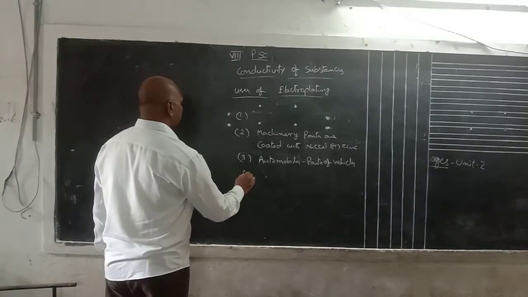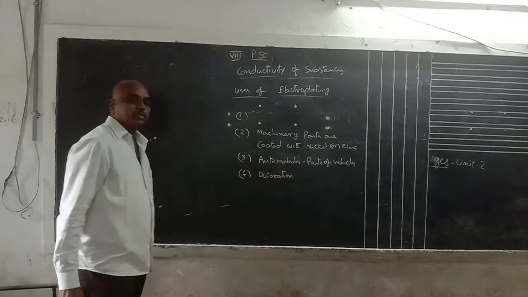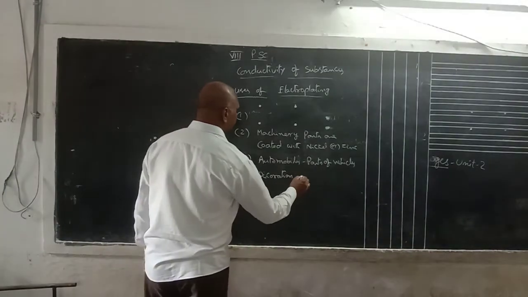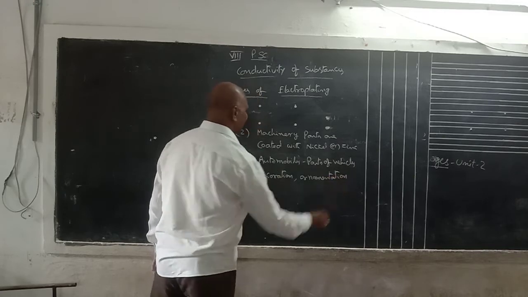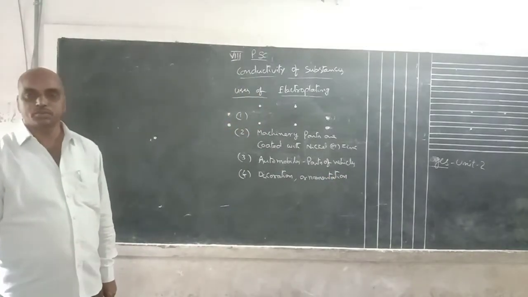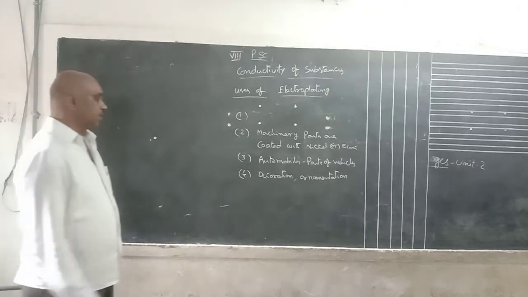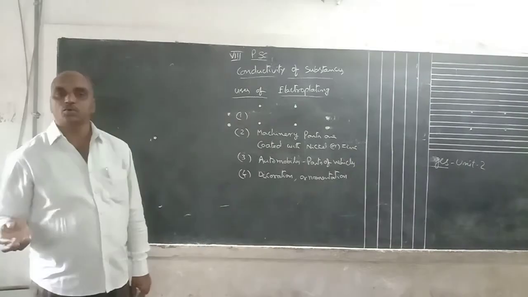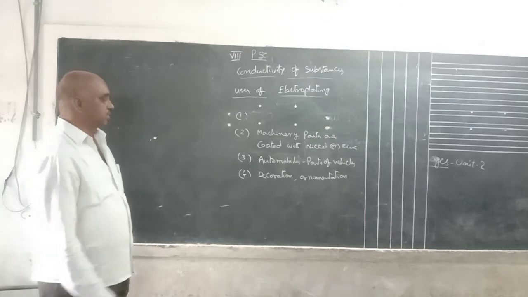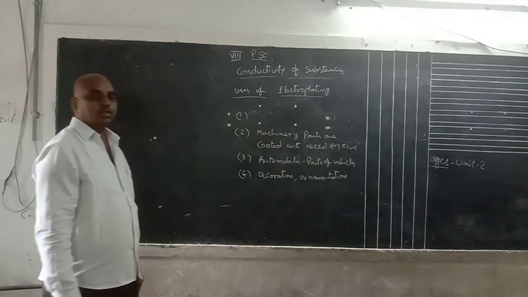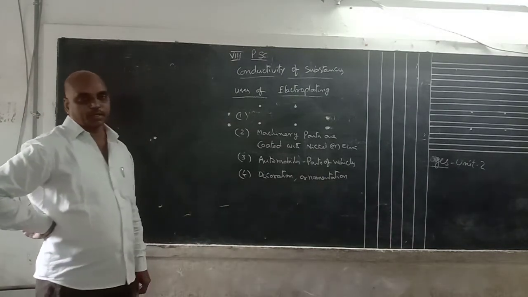And the fourth one is decoration. Decoration and ornamentation. Ornaments, like 1 gram gold, that means they look like gold ornaments, but it is not completely gold. Decoration means some silver articles, gold coated articles. These are used in functions for decorating. These decoration articles and ornaments are also used in functions, all these things. So these are the different uses of electroplating.